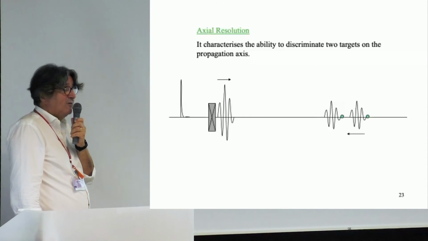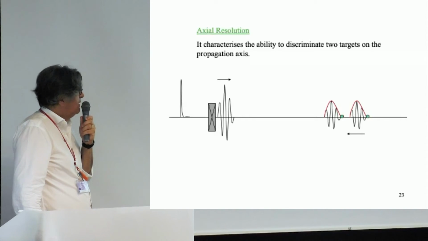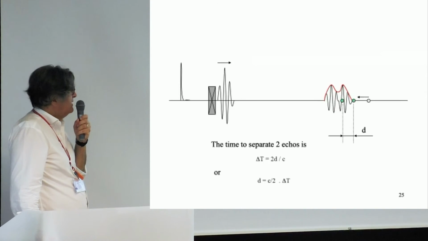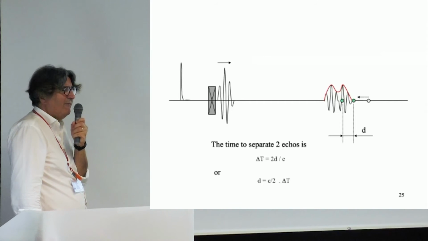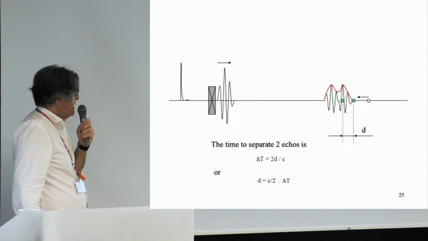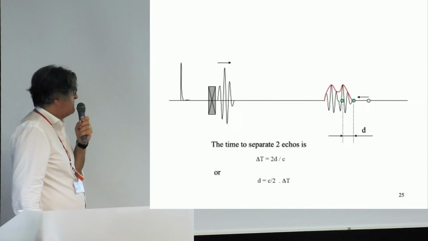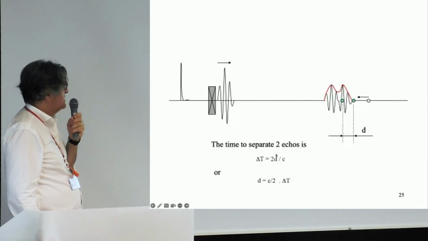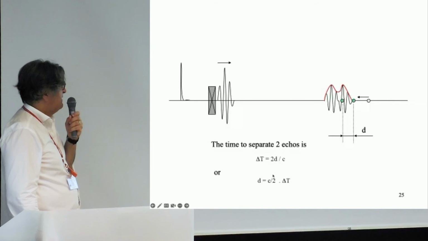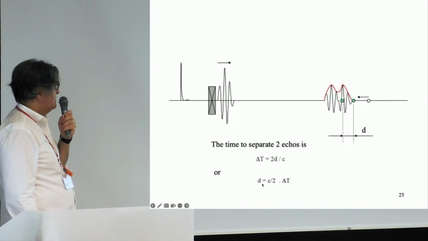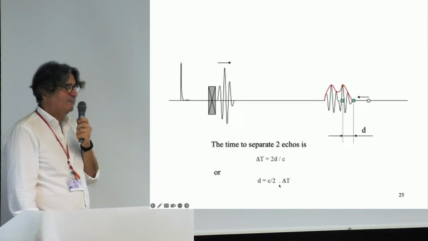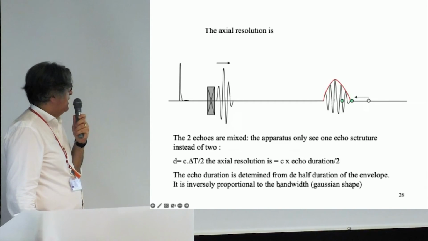Here you can separate the two targets, by taking the envelope. But if these two targets become closer, there will be a point where it will not be possible to separate them, because you will have only the envelope of one echo. The time needed to separate the two echoes is given by delta t equal to 2 times the distance between the two targets, because you have a round trip, divided by the celerity. And so the axial resolution is given by d equal to c over 2 multiplied by delta t. And that's it.